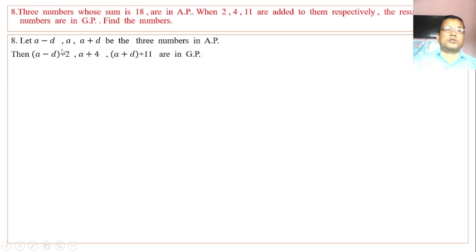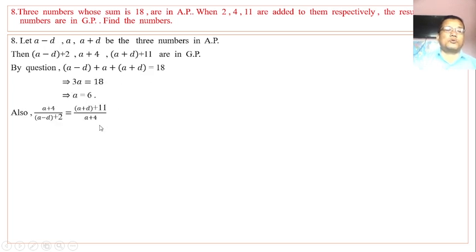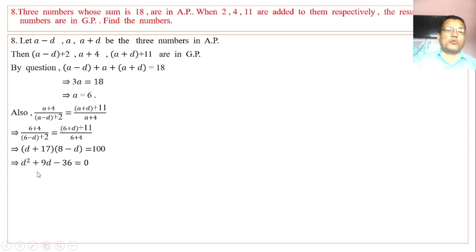Then the numbers plus 2, 4, 11 respectively, and the sum of the three numbers is 18, which gives the value of A. Also, the second number divided by first number is equal to third number divided by second number, giving the value of D.